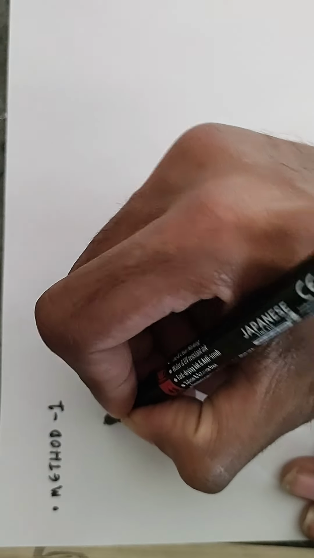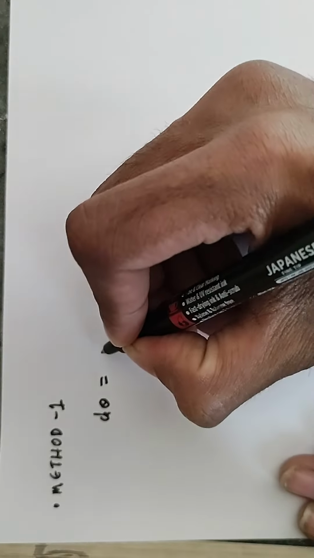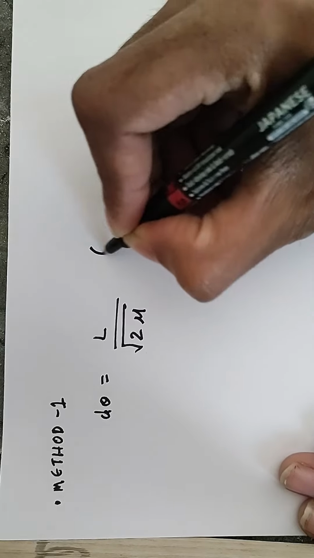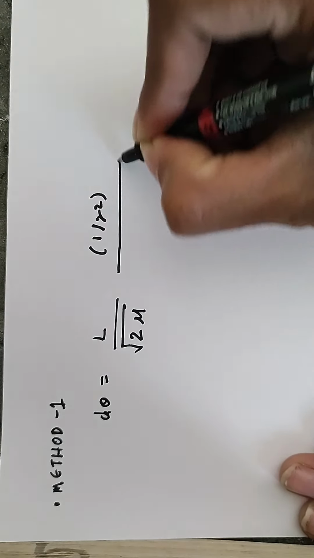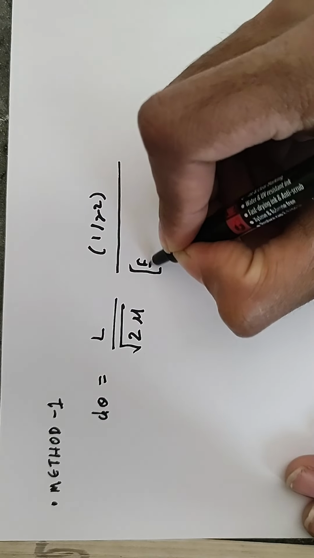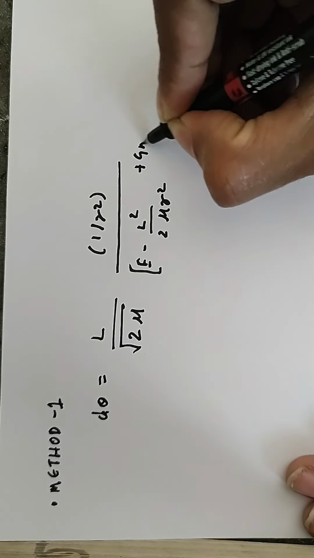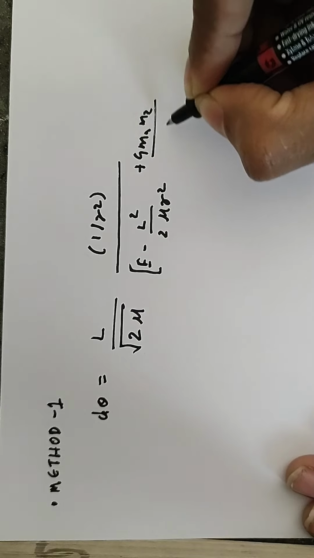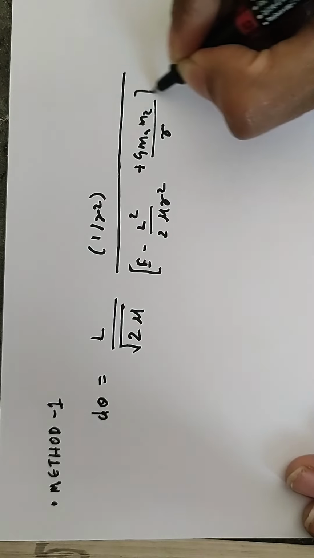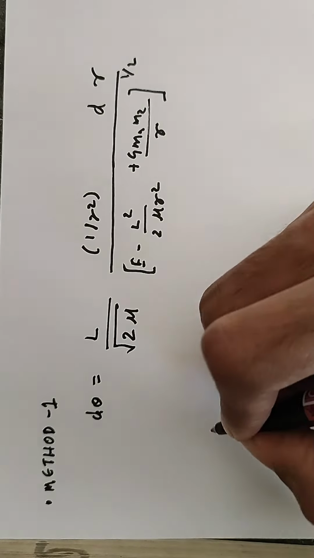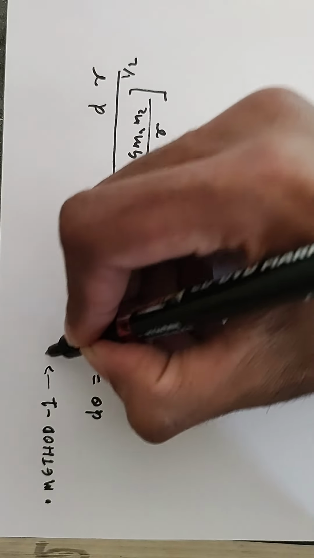So in this method I do want to write the last equation so that I will have a reference. Theta is equal to L upon under root 2 mu, integral of 1 over r square, and we had the energy minus L square upon 2 mu r square plus G m1 m2 upon r, and here we had d of r. Right, so our first method revolves around this. It's called the substitution method.